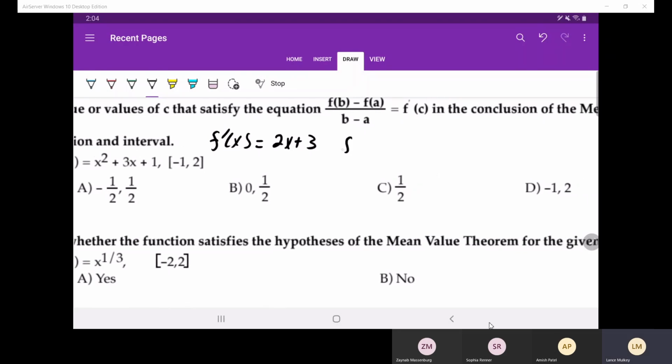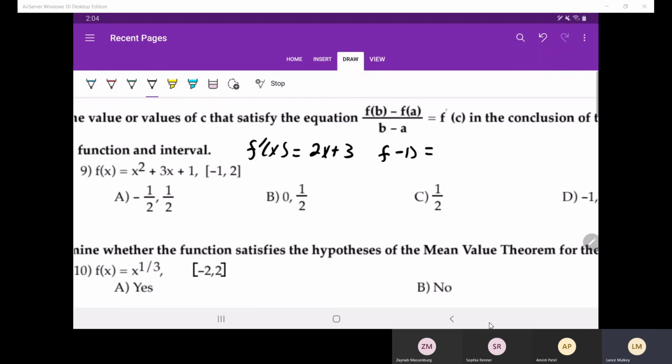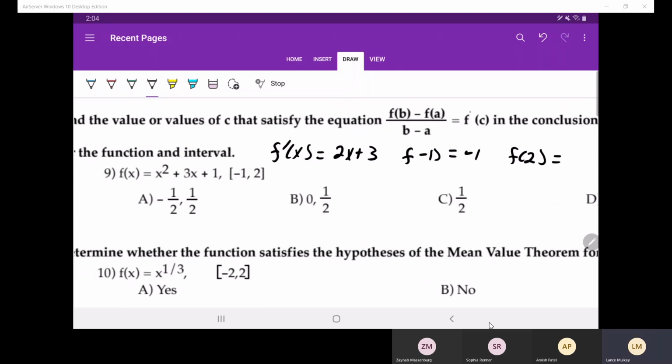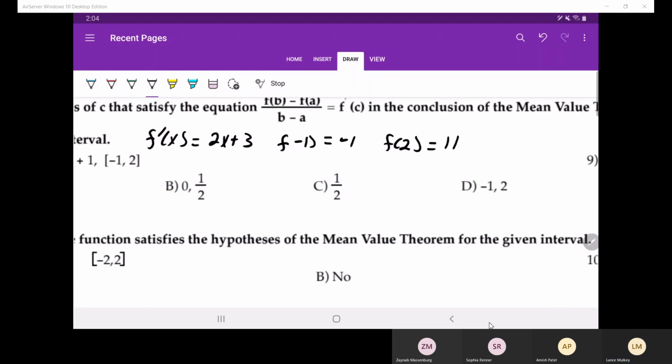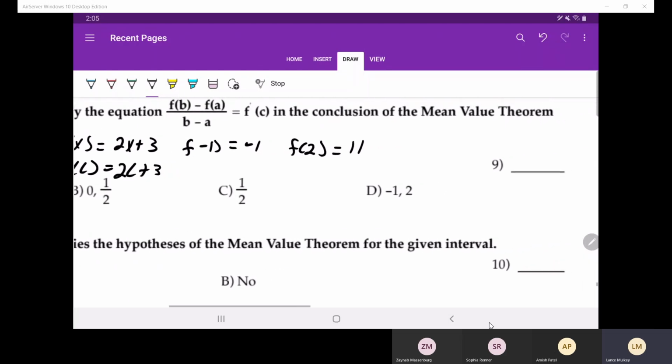So I'm going to go ahead and find f of -1, and that equals -1 minus 3 plus 1. So -1 minus 3 is -2 plus 1 is -1. And then f of 2, so that's 4 plus 6 plus 1. So that's 10 plus 1 is 11. So now, right here, we want f prime of c. So the number c, so 2c plus 3. That helps the professor see what you're doing.